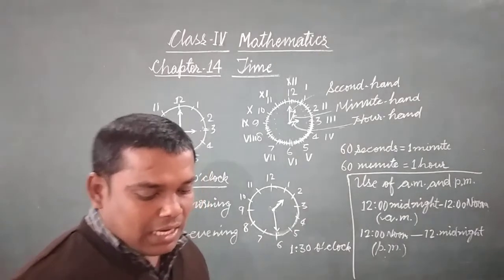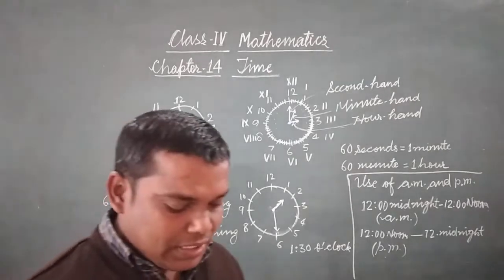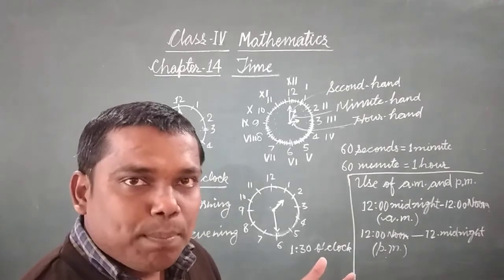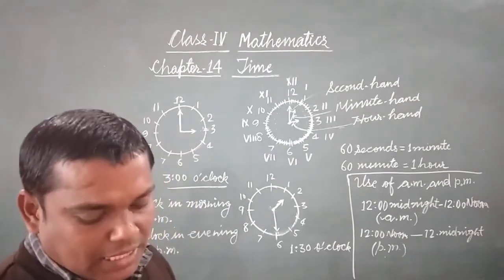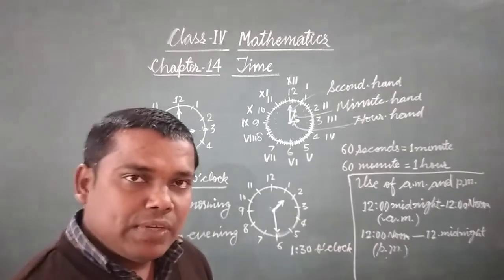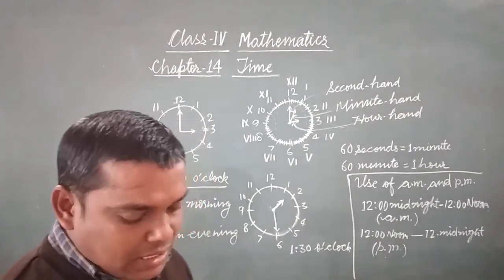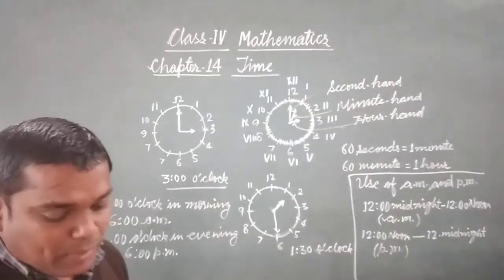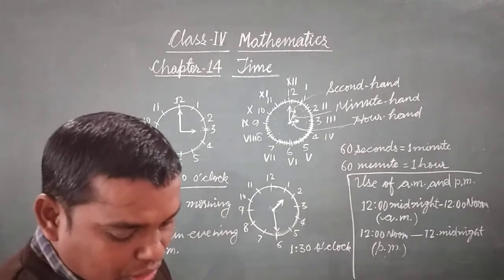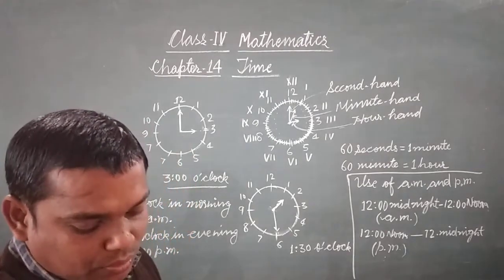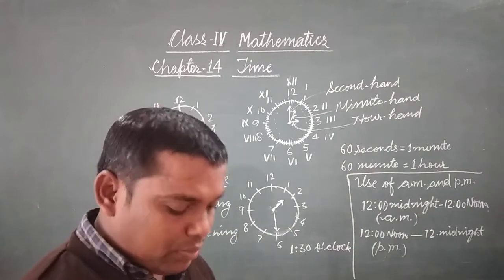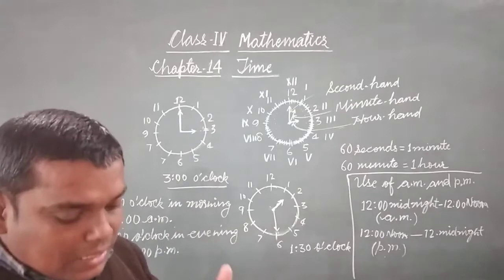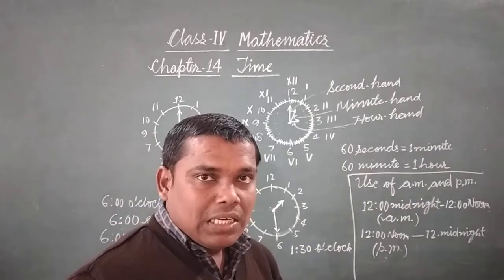The questions are written here: write the time in AM or PM. The first question is 5:20 in the evening, so you will write 5:20 PM. The second one is 9:20 in the morning, you will write 9:20 AM, etc. Then you have been given some questions like when do you go to bed, when do you go to school, when do you return from school, and you have to write that time. The third question is to write the time before and after a given time.